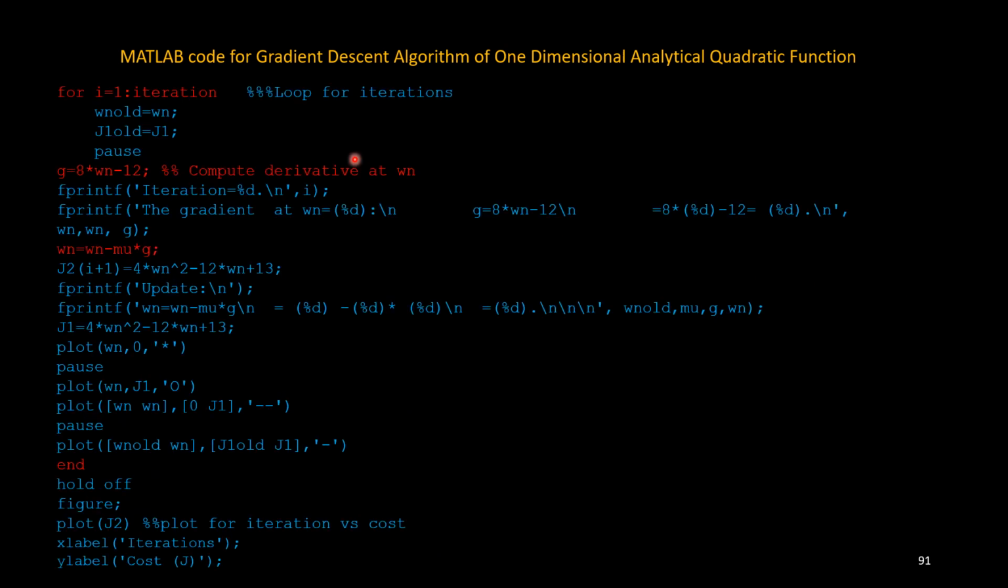And then we should use one for loop, and that for loop runs from i equal to 1 to the number of iterations. First we need to compute the derivative value, the gradient value. In this case, you have already shown that the gradient is 8w minus 12. And we want the iterative equation, that is wn equals wn minus mu into g, where g is your gradient. You can skip the steps, and this is the end. This is a very simple algorithm.